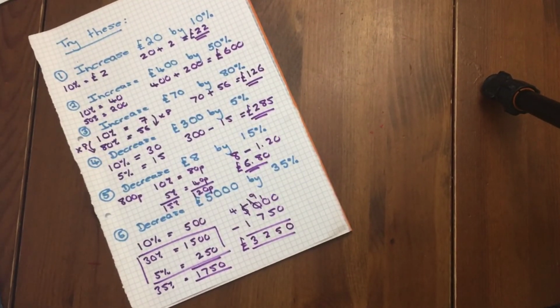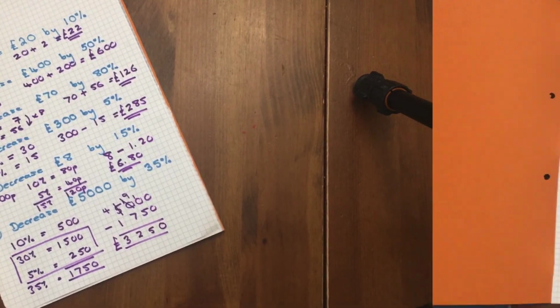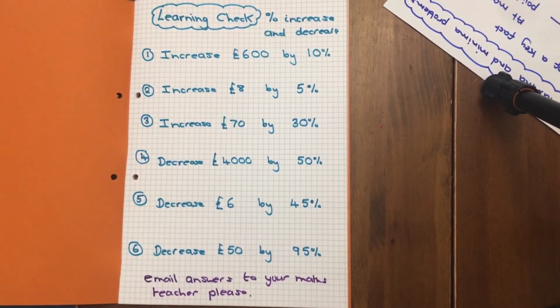I'm just going to pause the video for a second now so I can find you your learning check. Okay, Year 10. So well done for listening to this lesson today. Here is the learning check on this lesson. There are 6 questions on percentage increase and decrease. Please show your method when scanning or taking a photograph of your work and sending it to me, please. I look forward to seeing your answers, and I will give you marks for how well you've done.